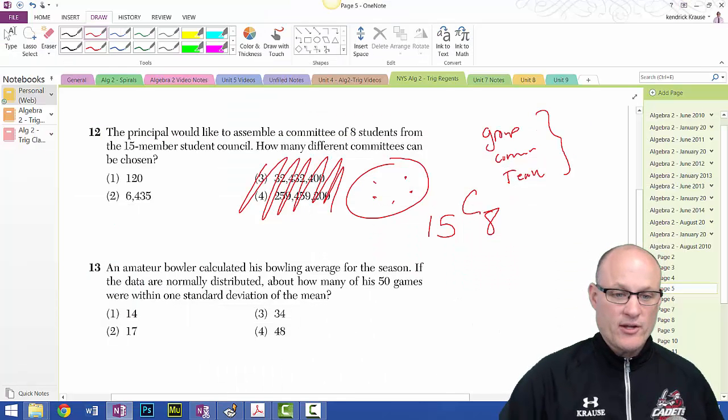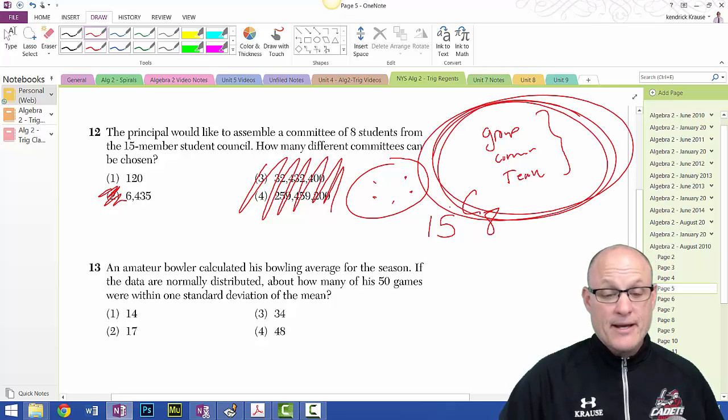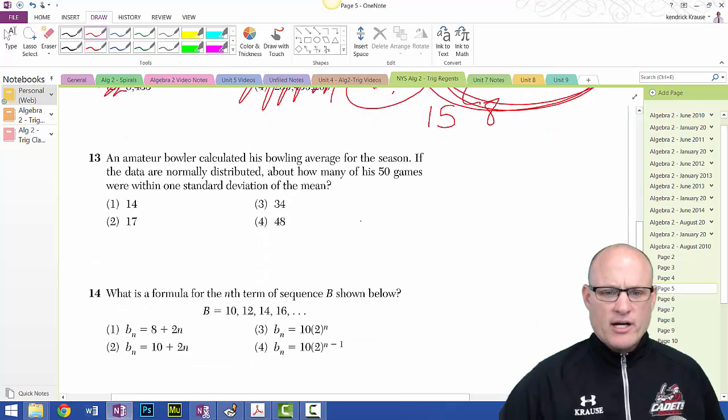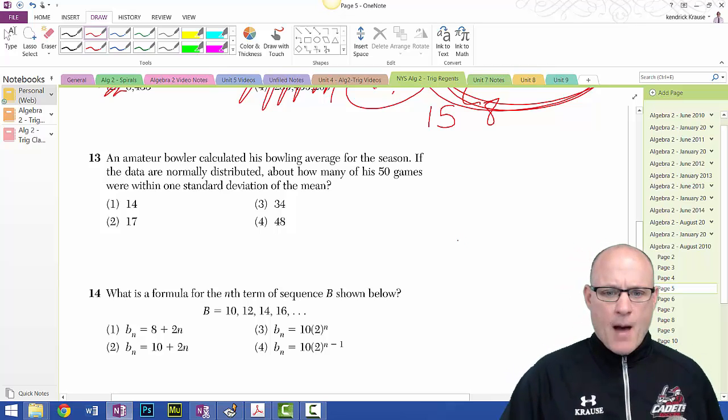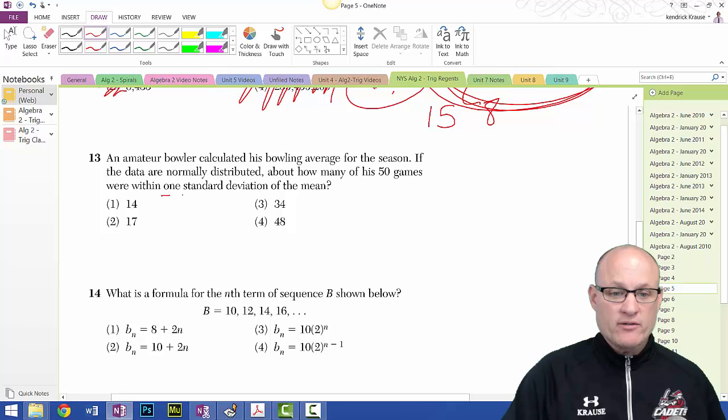You have to understand, though, that when you're talking about groups, committees, or teams, where order does not matter, you're using combinations, not permutations. An amateur bowler calculates his bowling average for the season. If the data are normally distributed, about how many of his 50 games were within 1 standard deviation?